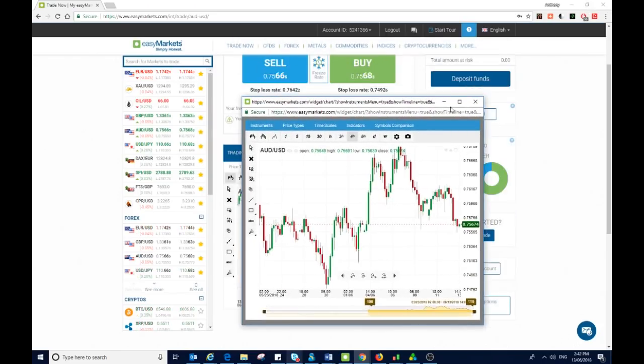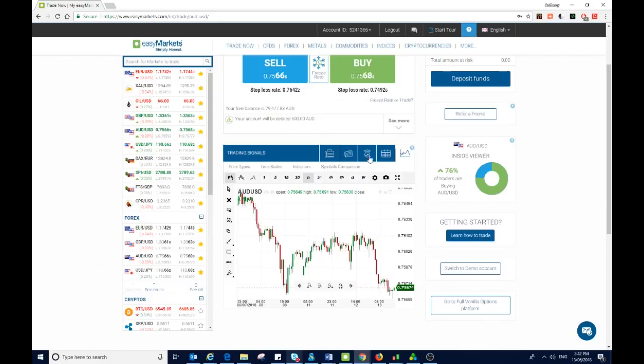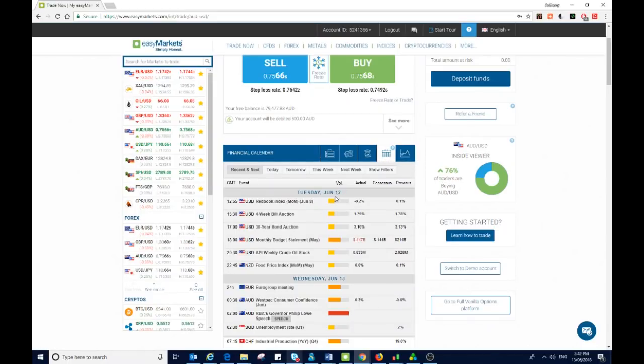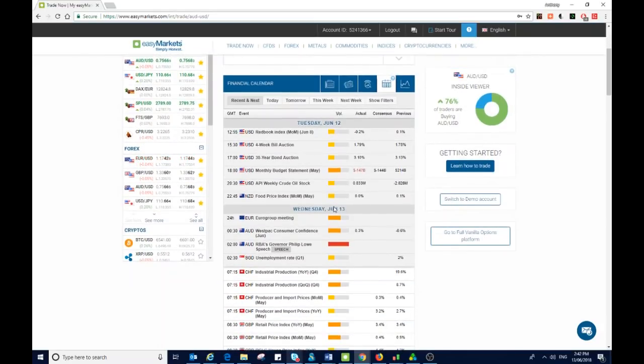If you're looking for market information like the financial calendar here, on this area it's going to load up with all the market events coming up, and it's also going to give you the time in GMT time. So you're going to have to put your trader cap on there, convert that to Australian time, but basically at 2 GMT, 12 midday Sydney, the RBA Governor was speaking.